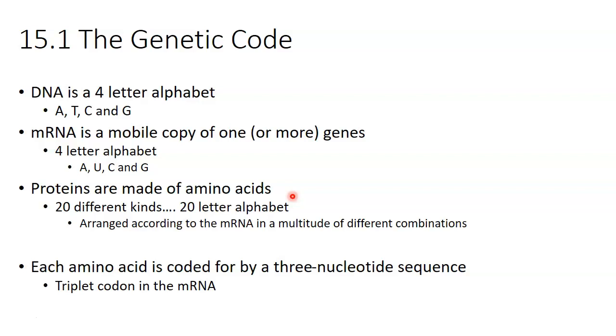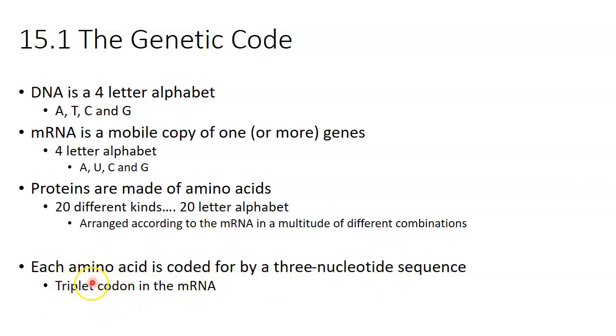Okay? When we talk about their ordering, how do your ribosomes, how does your protein manufacturing machinery know how to order them? We're going to talk about that in more detail. That's called translation. But just as a precursor, each amino acid, each of the 20 different amino acids, is coded for by a 3-nucleotide sequence in the mRNA. We call that the triplet codon.